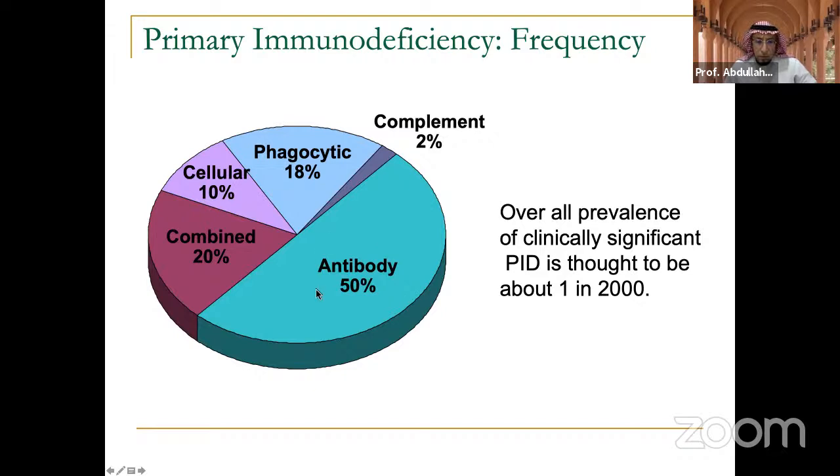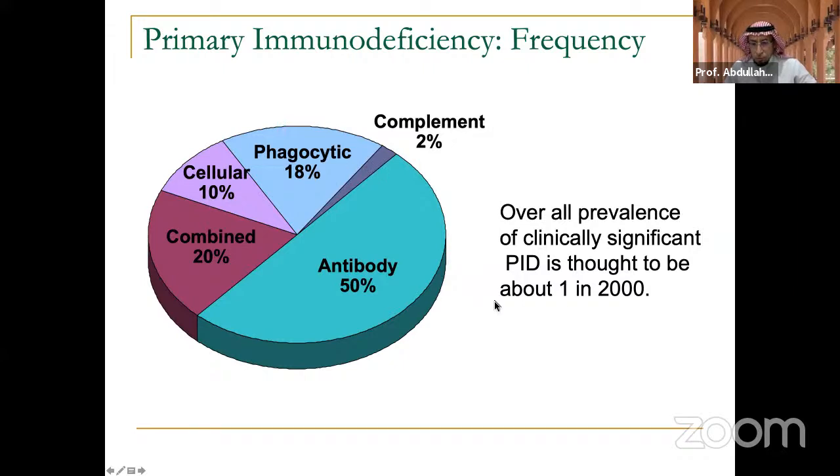Worldwide, antibody deficiencies are the most common. Then cell-mediated immune deficiency or combined immune deficiency, because defects affecting the T cells will eventually indirectly affect B cell function, but the reverse is not true. Also, phagocytes can be affected, or complement.